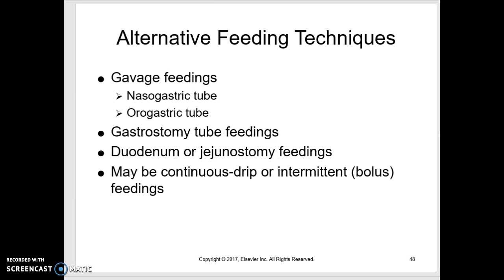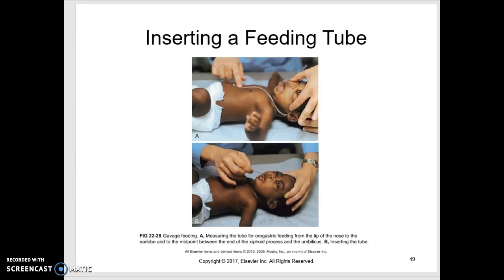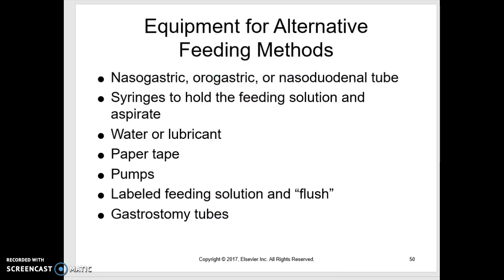Whereas into the stomach, it might be either continuous or bolus. And measuring for a tube is the same thing you were taught with adults, that nose to earlobe to xiphoid process. When you're putting one in, you're going to measure it. You're going to need that tape measure, lubricant, that water-soluble lubricant. And then if you're putting it on a pump, you'll need the pump.